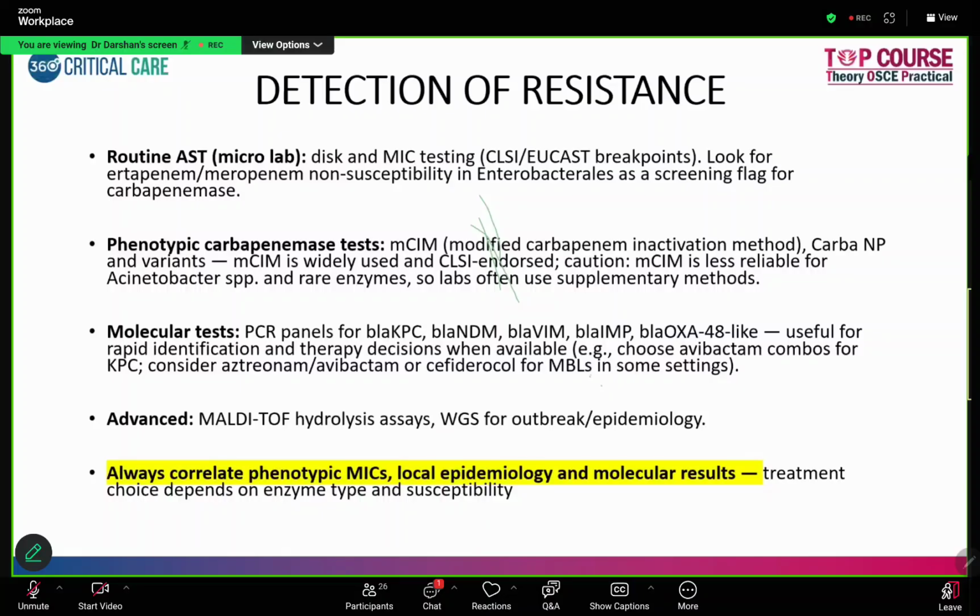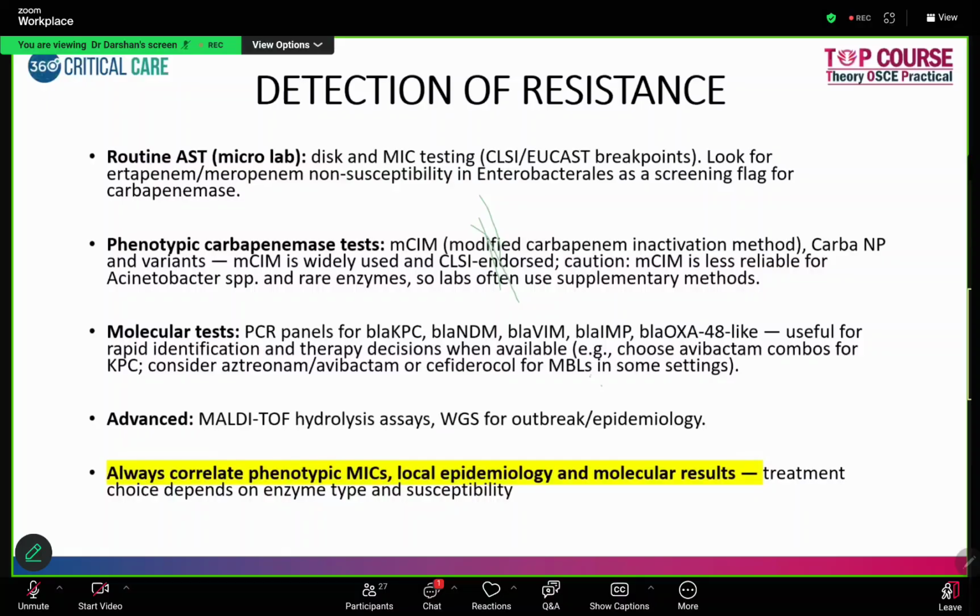Once you know that there is a resistance, the next step is to know what type of resistance it is. That is where all your OXA-48, NDM, etc., and all your other tests like Carba NP, all of them come. So you need to do a phenotypic assessment and molecular testing. Sometimes you can also do advanced techniques like MALDI-TOF. MALDI-TOF, mind you, is again a phenotypic detection technique. Along with that, there is something called WGS, that is whole genome sequencing. It's very easy to tell this in theory, but practically these are not routinely available. But from an exam point of view, remember this.